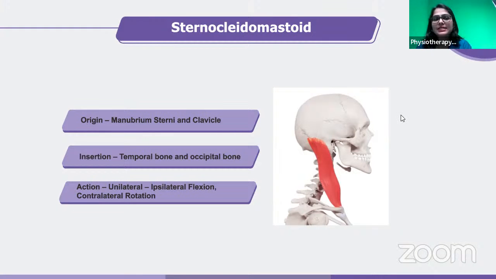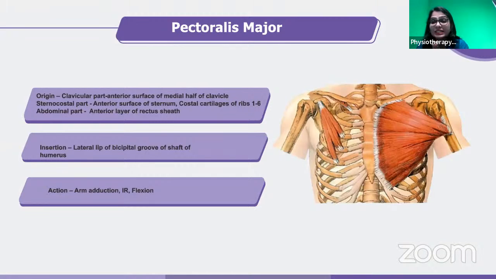Now, next slide. Pectoralis major. Pectoralis major, isn't it very scary? See the image there. It is a long fan-shaped muscle, right? So how do I explain pectoralis major? It has three parts: clavicular part, sternocostal part, abdominal part, right? So let me show it on the model.